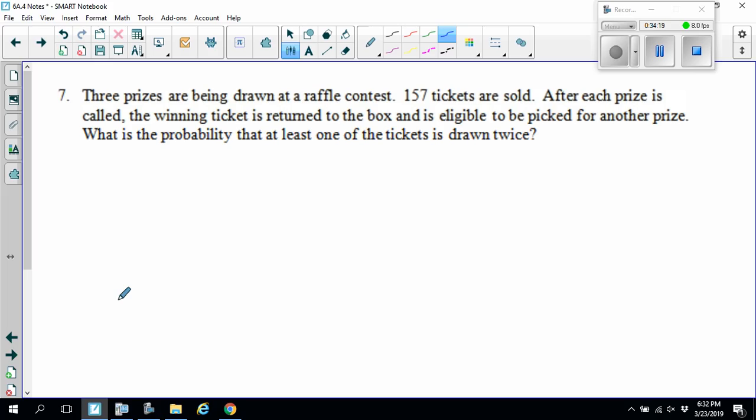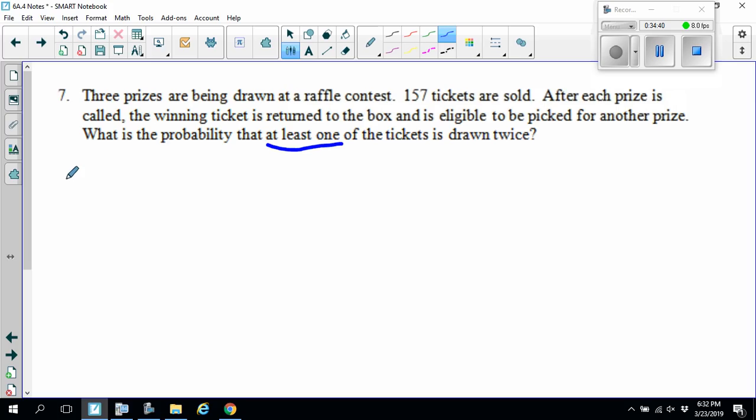So number 7 says there are 3 prizes being drawn at a raffle. 157 tickets are sold. After each prize is called, the winning ticket is returned to the box and is eligible to be picked for another prize. What is the probability that at least one of the tickets is drawn twice?